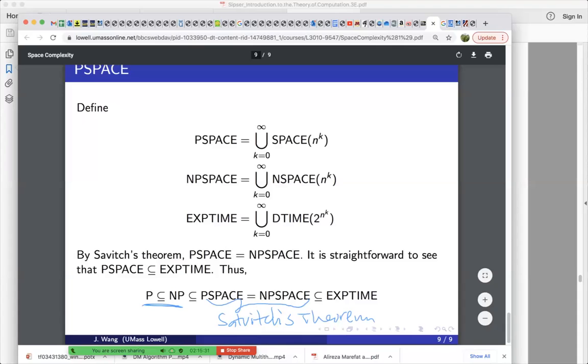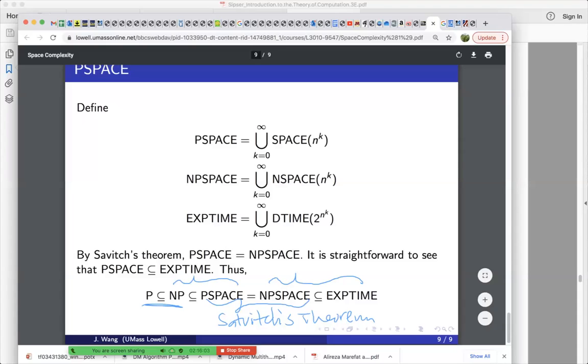And this is not hard to do. And NP, of course, is in PSPACE, because the number of times you use space is bounded. So you just convert those time to space, and it is still bounded. So that part is straightforward.